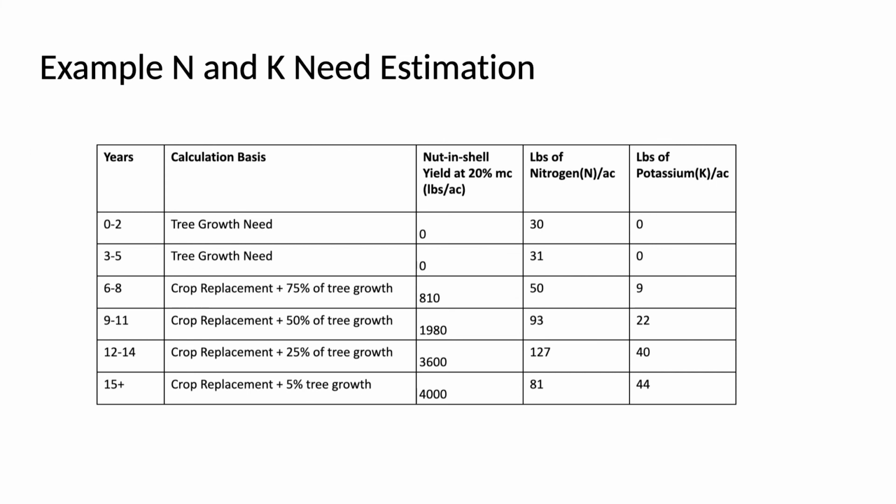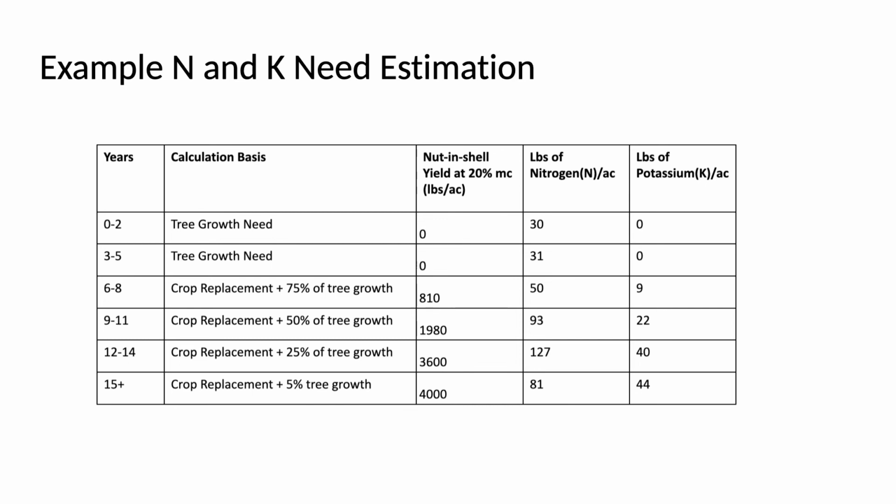There are also recommended rates out there, and this is something I just put together as a rule of thumb for ourselves. I'm not recommending this, but early on, when you're in year 0 to 2, 3 to 5, or 6 to 8 of a newly planted orchard, you're really looking at tree growth. How much does the tree growth need? And you're looking at mostly nitrogen and not potassium for macadamia nuts.